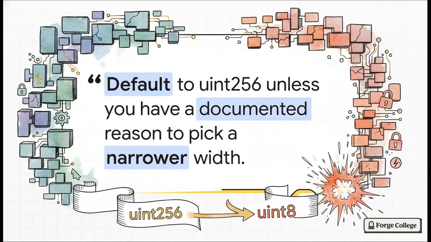Consider this a golden rule of Web3 development. Default to uint256 unless you have a documented, measured reason to choose a narrower width. Seriously, if you try to optimize prematurely by making everything a uint8, you are going to introduce painful bugs, truncation errors, and tons of compatibility issues with other smart contracts. Just default to the standard 256 bits for safety and only optimize specific data structures where you have a really clear plan for storage packing.